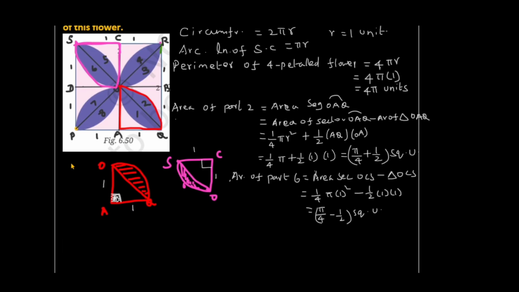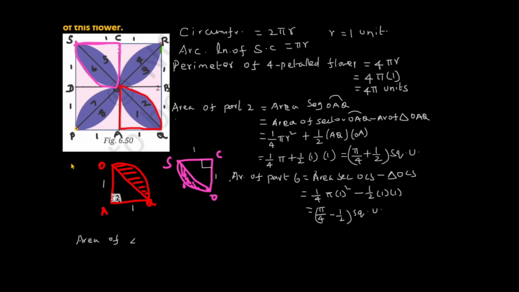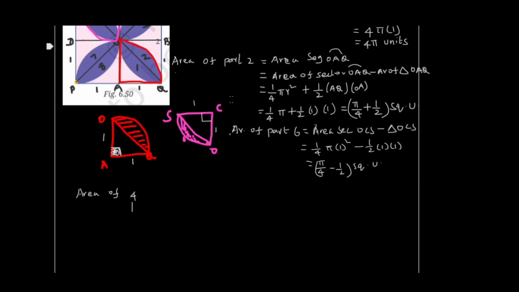There are 8 parts. So the area of the 4 petaled flower.